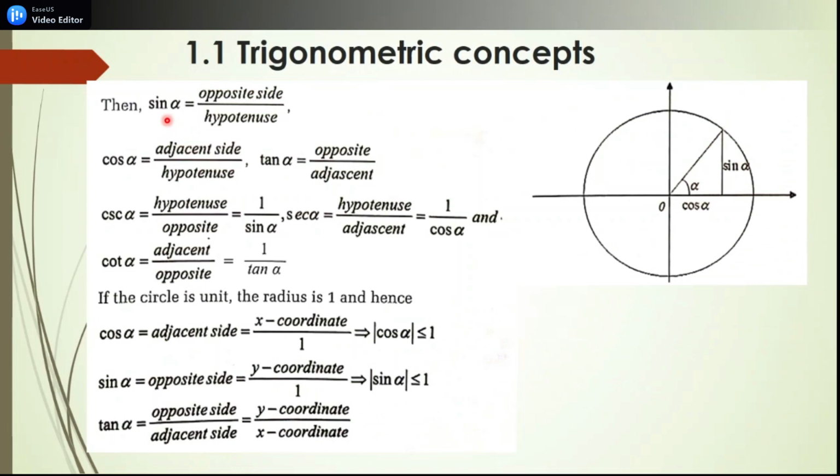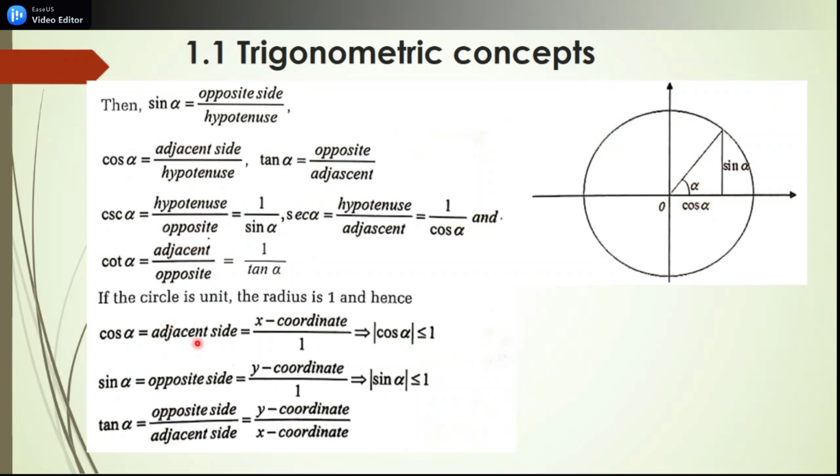As you have seen, sine is opposite side over hypotenuse. Cosine is the adjacent side over hypotenuse. Tangent is the opposite side over adjacent. Secant is equal to hypotenuse over adjacent. This is the opposite side with respect to alpha. This is the adjacent side with respect to this alpha. This is the hypotenuse side.